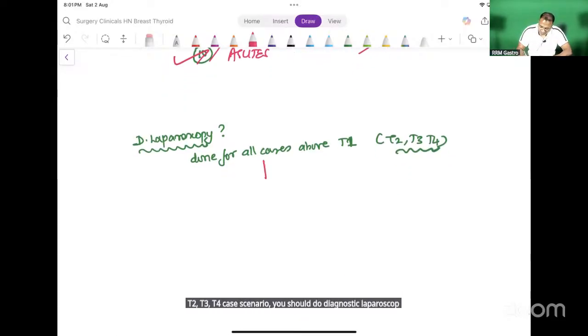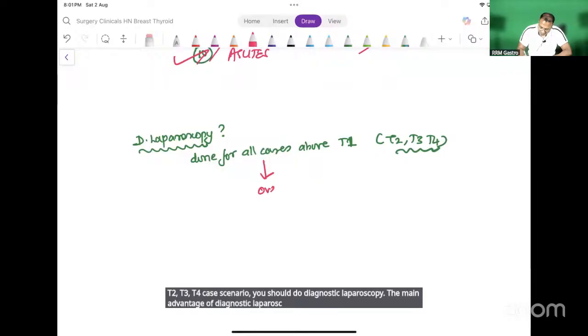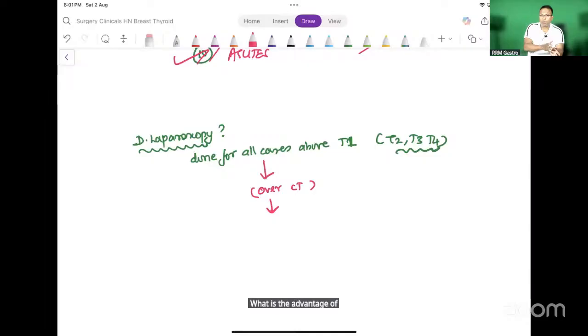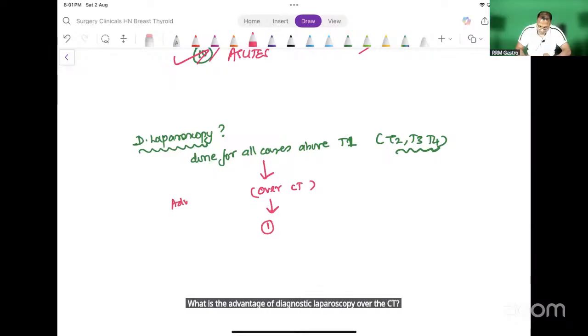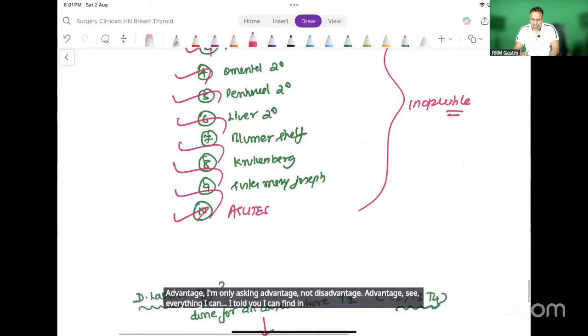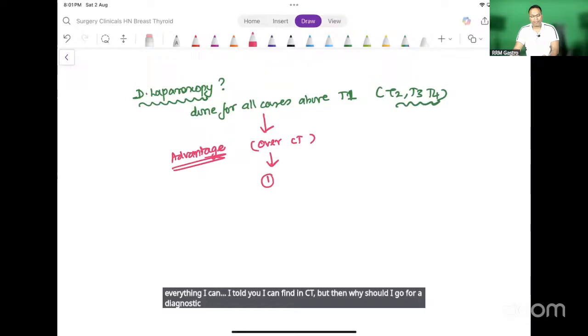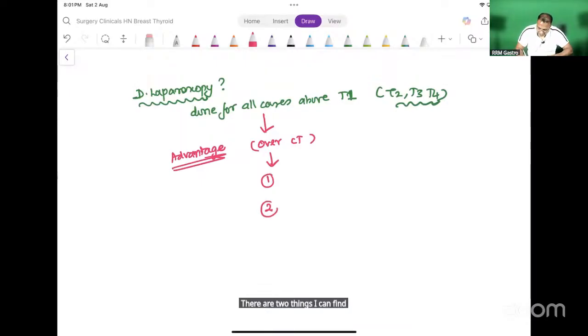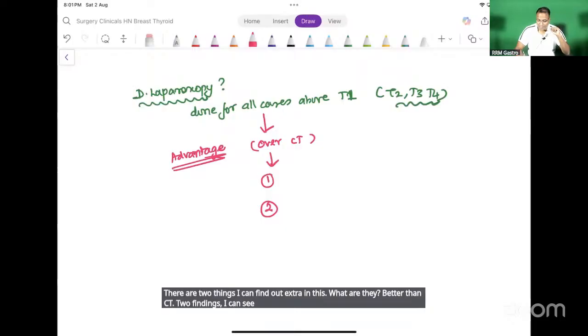What is the advantage of diagnostic laparoscopy over CT? CT is expensive, sir. I'm only asking about the advantage, not the disadvantage. Everything I told you I can find in CT, but then why should I go for a diagnostic laparoscopy? There are two things I can find out extra in this. What are they? Two findings I can see better than CT.